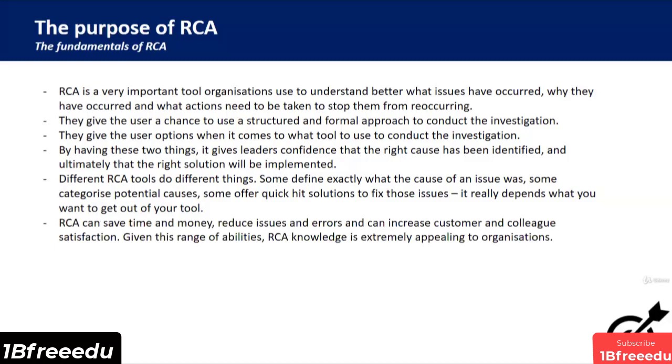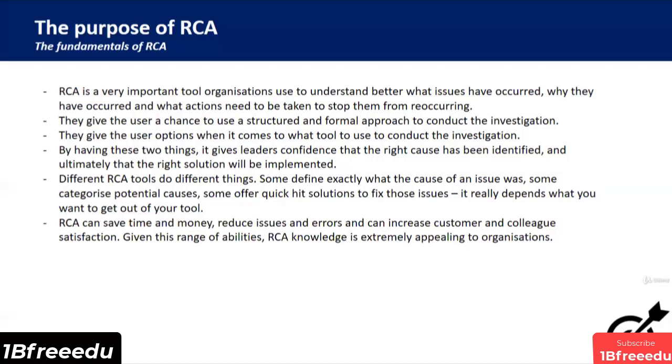A key purpose of root cause analysis that I've seen deployed over many years is to save time and money, reduce issues and errors, and increase customer and colleague satisfaction. Given the range of abilities, RCA knowledge is extremely appealing in organizations. So one of the greatest things about root cause analysis is, yes, you identify your problems, yes, you identify the reasons, and you fix those things, but all of that has a knock-on impact.